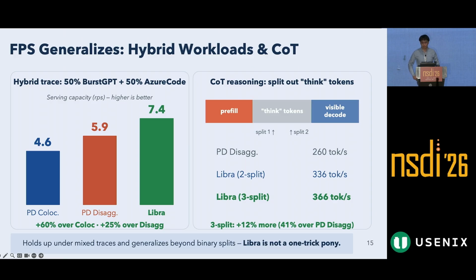We also showcase how Libra is applied in CoT. For example, thinking tokens are invisible to users. So maybe we can set a different SLO for thinking tokens. We can loosen the SLO constraint for thinking tokens. In this way, Libra can allow more splits. For example, we can do 3 splits for this request. This further brings 12% performance gains, and up to 41% over PD disaggregation.